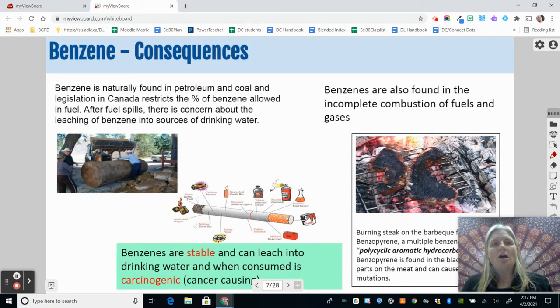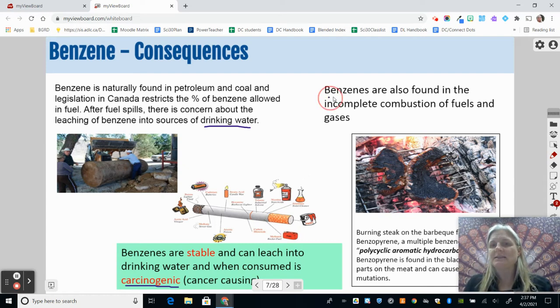Okay. So some of the problems with benzene: because it's found in fuels, if there's a fuel spill, we can get benzene leaking into our drinking water. So we have to be very careful with benzene. The problem with benzene, if it does get into the drinking water and is consumed, is that it's a carcinogen. Okay, that means it causes cancer. It causes mutations in our DNA, and I'll show you why in a second here.